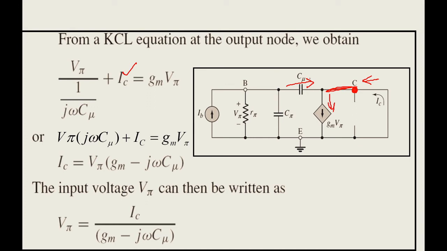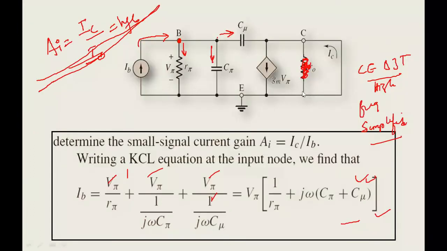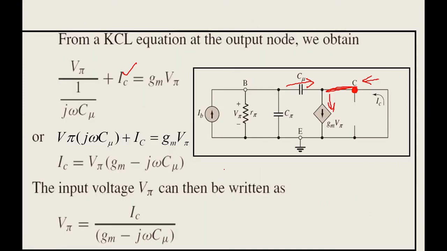So for this capacitance, how will you write? As already said, C mu is dependent on the input as well as the output. Here I applied KCL for the input port B. Similarly, here I have applied KCL for the output node. Here also I am considering it, because it is dependent on both the input part and the output part.